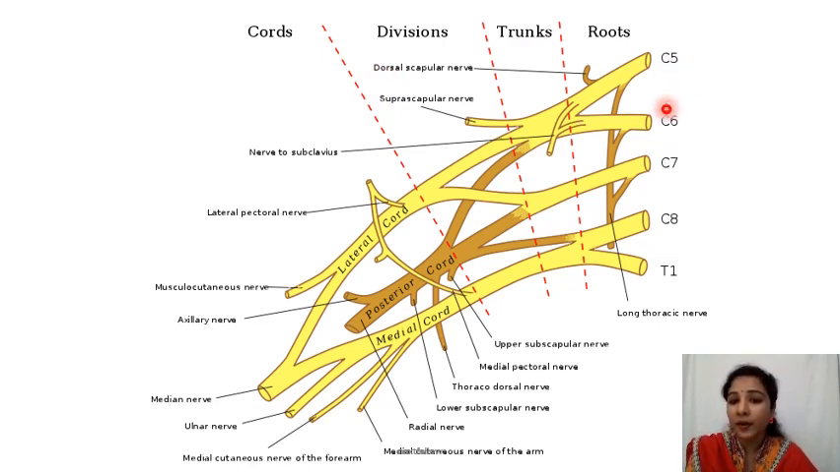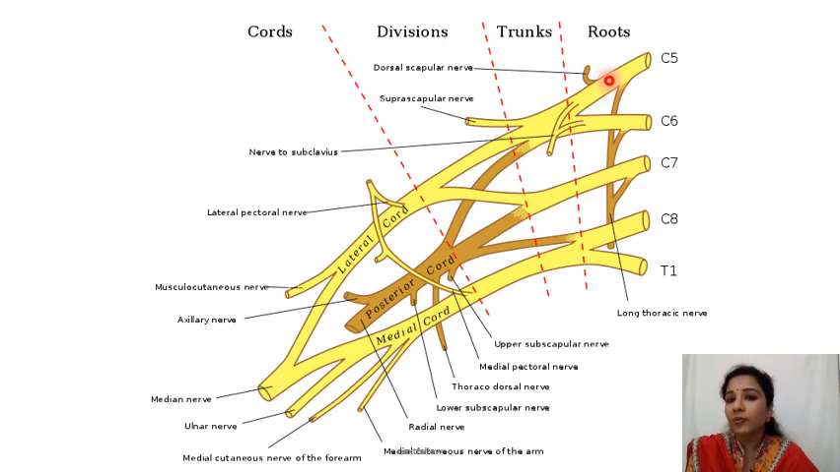Branches directly from the roots: there is a nerve called the long thoracic nerve, otherwise called the nerve of Bell, which supplies the serratus anterior muscle. C5, C6, C7 all give off nerve twigs that join to form this long thoracic nerve. C5 also gives rise to the dorsal scapular nerve, which supplies the rhomboid muscles. And C5 also contributes to the formation of the phrenic nerve, which supplies the diaphragm.